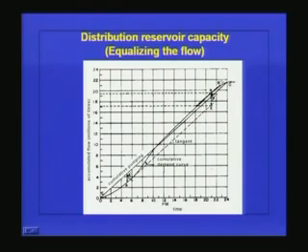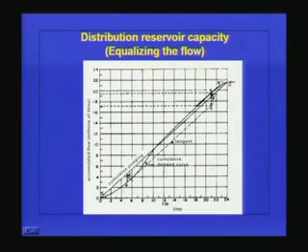Now if you look at this point here, A and A prime, it tells you that at this particular point the total pumping up to this point is much more than the total demand that needed to be met during that time. So the pumping rate is more than what we needed in the distribution system. This extra water needs to be stored, and where will we store this? We will store this in the distribution reservoir.